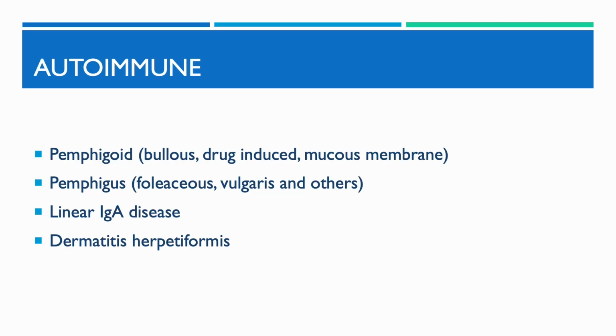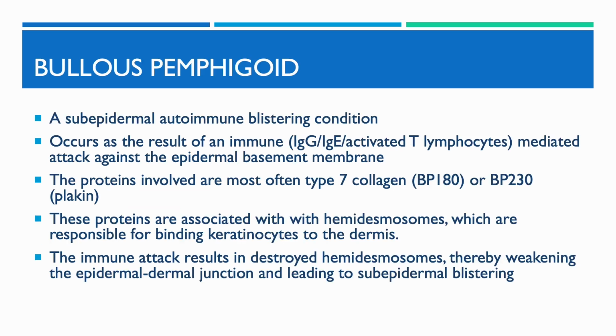The autoimmune blistering conditions include the pemphigoid group, the pemphigus group, a condition called linear IgA disease, and dermatitis herpetiformis. In these conditions, autoantibodies are produced which eventually will cause damage to the skin, producing blistering. Bullous pemphigoid is one of the most common autoimmune blistering conditions, particularly in the elderly population. It produces a subepidermal blister, and this occurs as a result of an immune-mediated attack against proteins within the epidermal basement membrane.